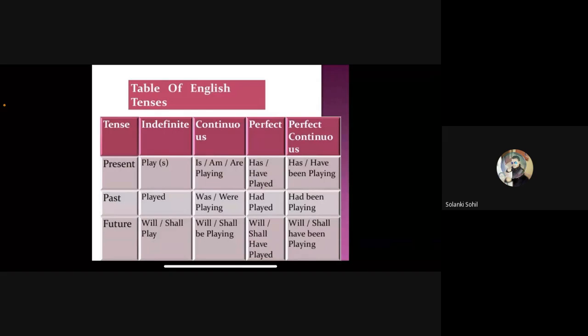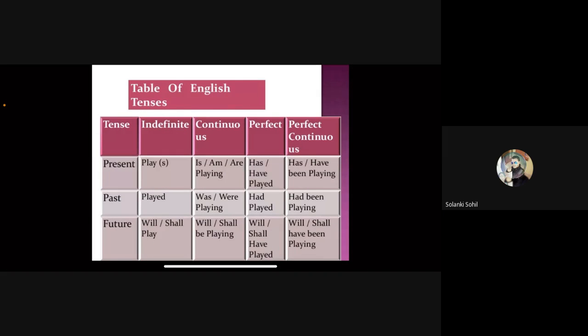And one change in past continuous tense. See, in present tense we use is, am, are, whereas in past tense we use was, were plus ing. Then past perfect tense, instead of has, have we have to use had. Then past perfect continuous, had been plus ing. Again, has or have you have to remove and you have to put had over there. So had been plus ing, that is past perfect continuous.